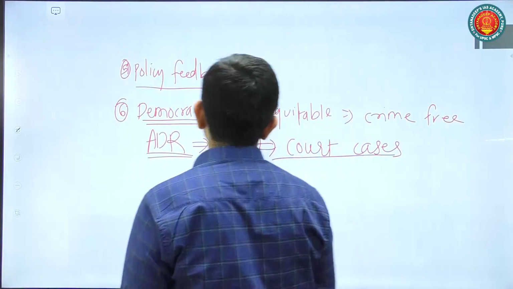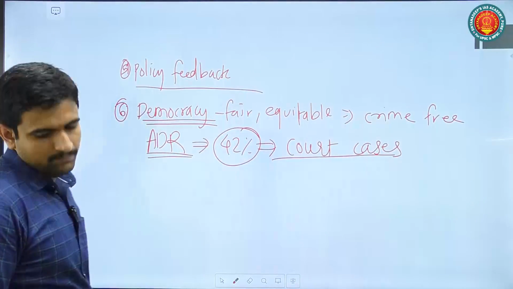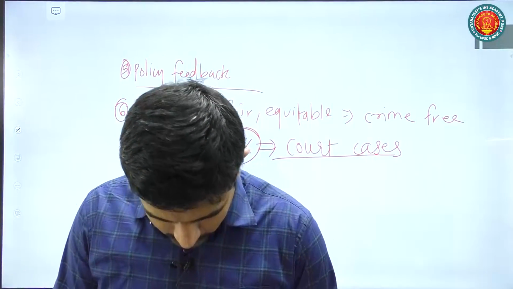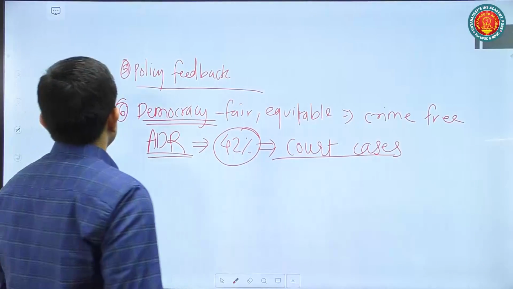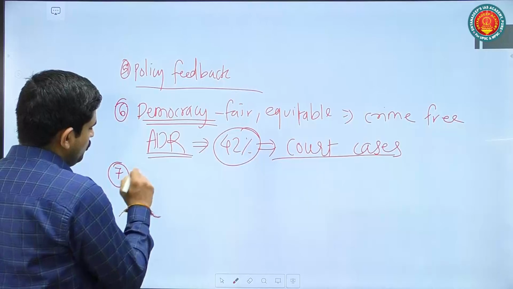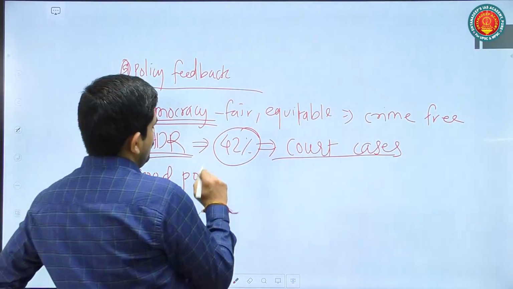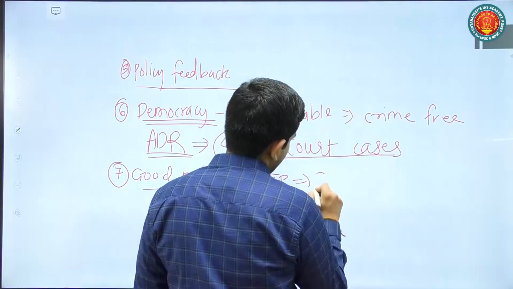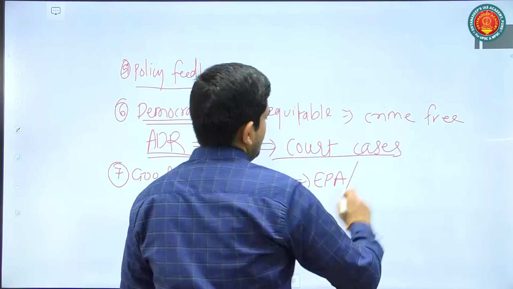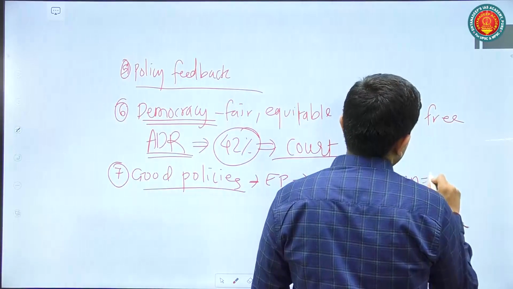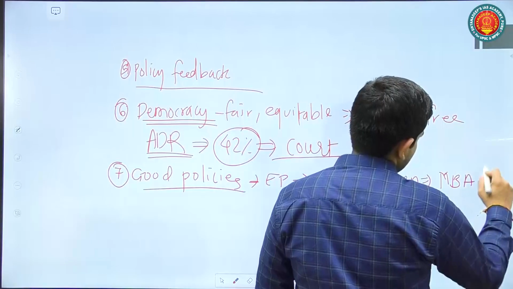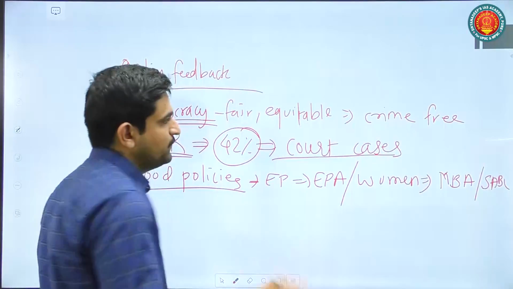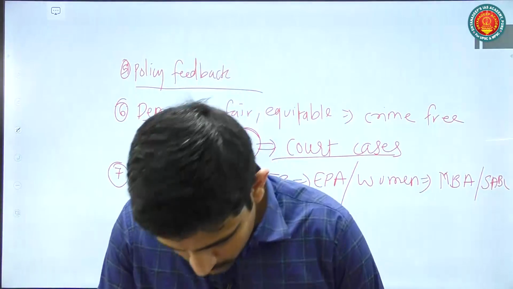Okay. So this also you can mention as a part of your answer. Then NGOs also pressurize the government to enact good policies and good laws. Okay. For example, for environmental protection, we have the Environmental Protection Act, or for women empowerment, we have the Maternity Benefit Act, as well as various schemes like Sabla. These are the effects of the pressure that has been there because of NGOs.